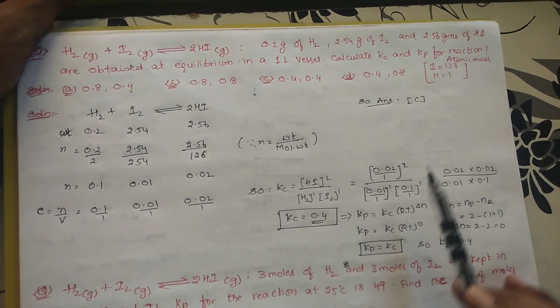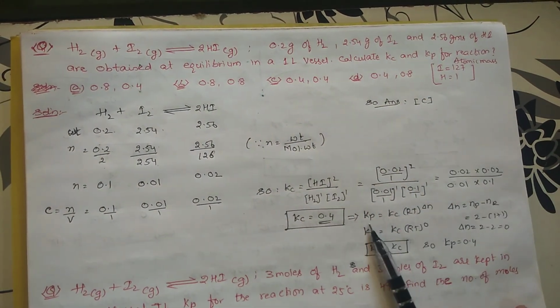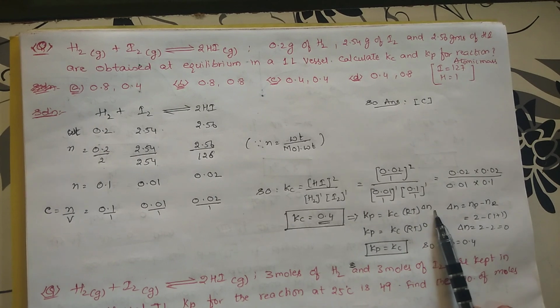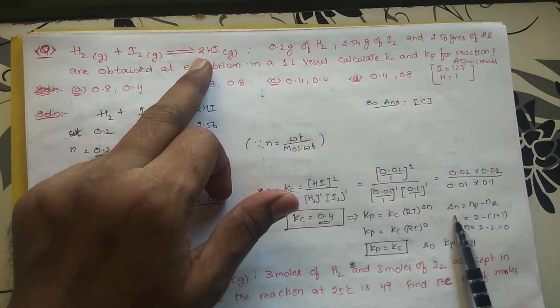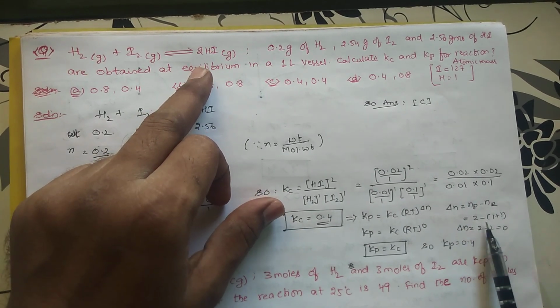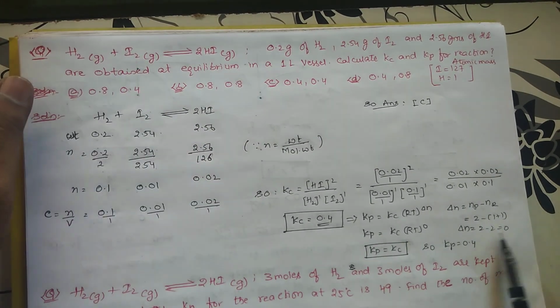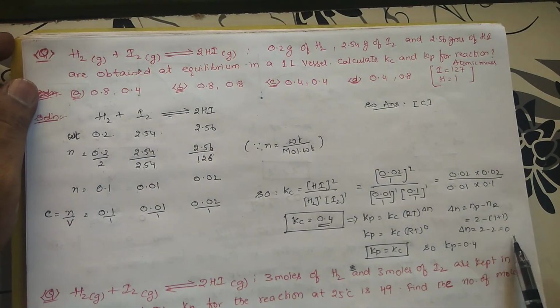Now you should go for calculating the Kp value. Kp is equal to Kc into RT whole power delta N, and you calculate the delta N value. Delta N is nothing but the number of moles of products minus the number of moles of reactants. So the number of moles of products is 2, minus the number of moles of reactants, which is 1 and 1. So this is 1 plus 1, so it is 2 minus 2. Delta N is equal to 0.